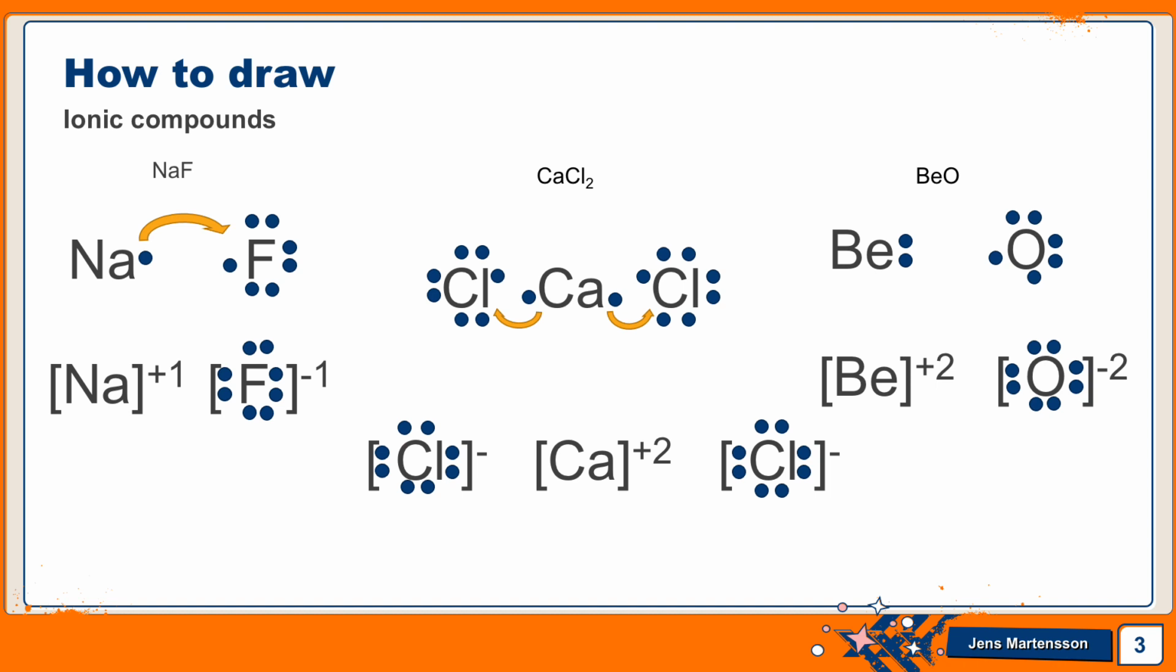Last up, we have beryllium oxide, beryllium being the metal and oxide being the nonmetal. So beryllium is looking to lose two of its electrons to give to oxygen, so it passes those over, and that's our final product.